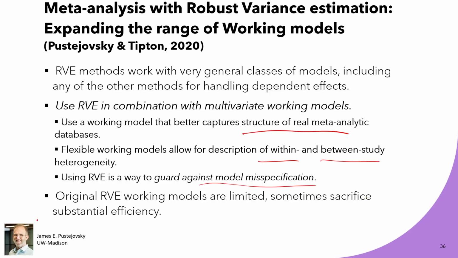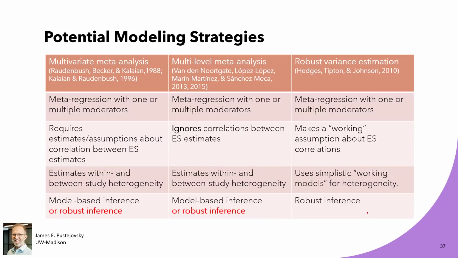So there are some cautions. The original versions especially were limited, sometimes sacrificing efficiency. So beware the solution you use when you go to invoke an RVE solution. Here are 3 of the common ways contrasted against each other. I'm not going to belabor all of this, but there are some things to highlight. Like with multi-level analysis, at least so far, they're ignoring correlations between effects. So if we were looking at depression and anxiety outcomes and interventions, we'd expect them to be fairly substantially correlated. And if that's being ignored, I would be uncomfortable with that. So for me, I probably at this point would not use multi-level meta-analysis for that.